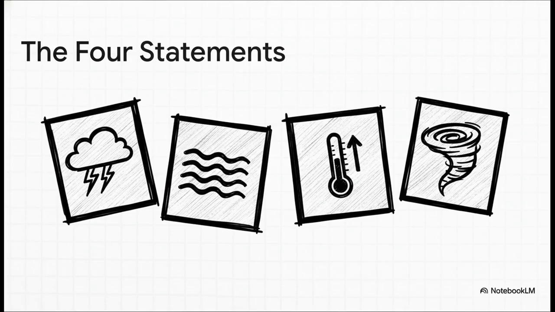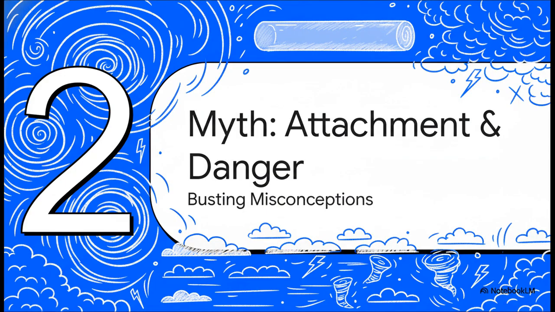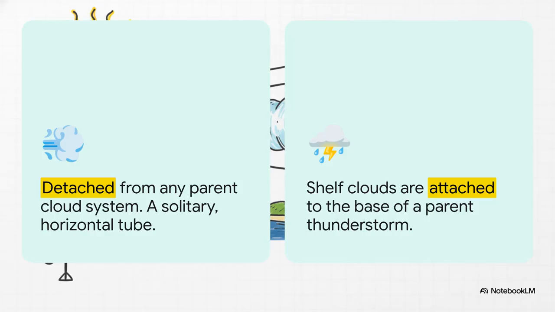Let's bust some myths. First up, we're tackling 2 big misconceptions: their supposed connection to thunderstorms and the danger that people often associate with them. So let's look at that first statement. It claims that these clouds are attached to a thunderstorm. Well, that's just not true. In fact, a defining feature, the thing that makes a roll cloud, is that it's completely detached. It's a solitary, separate tube. The ones that are attached to storms, that's a different beast altogether, called a shelf cloud. So right off the bat, statement number 1 is incorrect.